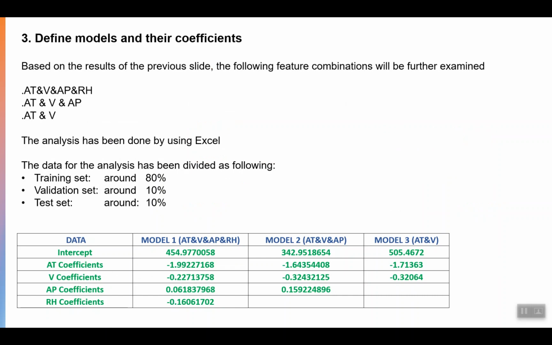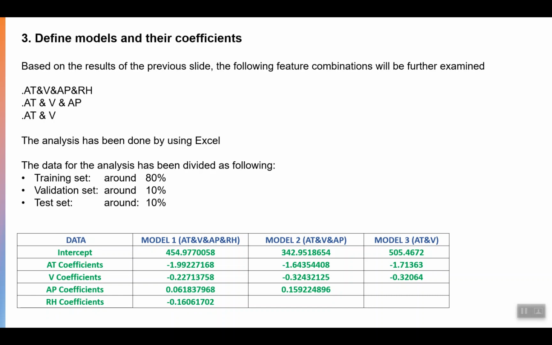Coming to the third part, which was about defining the model. We basically created three models. The first one used AT, V, AP, and RH, that is, all the variables taken into consideration. Then we created another model having three x variables, which are AT, V, and AP. And the third one was AT and V. In the data provided to us, we took a training set which comprises 80% of the data. The validation set had 10% of the data, and the test set had 10% of the data.